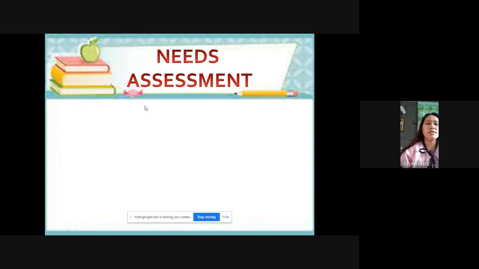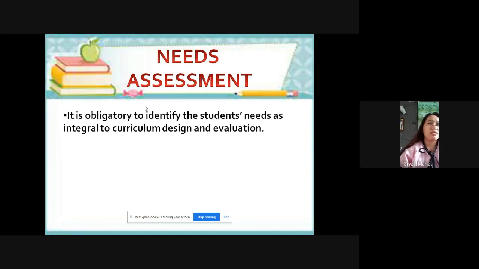The first one is needs assessment. In needs assessment, it is obligatory to identify the student's needs as integral to curriculum design and evaluation. Of course, we first need to identify the student's needs: what they need to learn, what are the aspects they need to learn in studying the language.